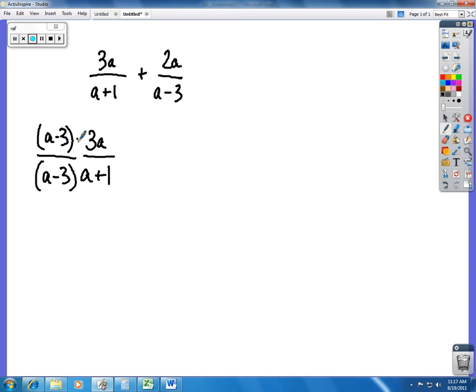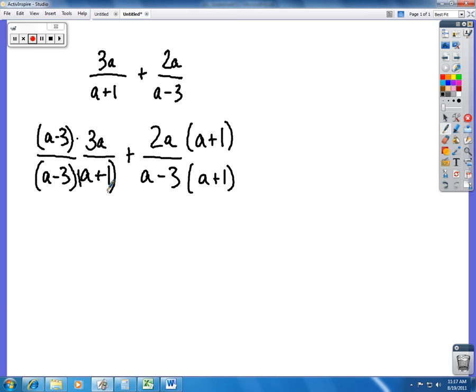Okay, so again, each one's getting multiplied by that, and then we're going to do the opposite thing over here. We're going to multiply that a minus 3 times the a plus 1. And again, whatever we do to the denominator, we have to do to the numerator. Now, we have denominators that match. We've got a minus 3 times a plus 1, and you can kind of think of that as being in parentheses, on this side. And then on this side, we've also got a minus 3 times a plus 1.